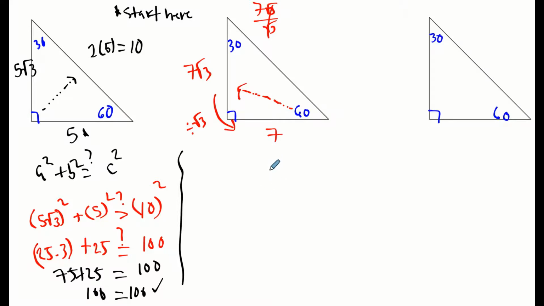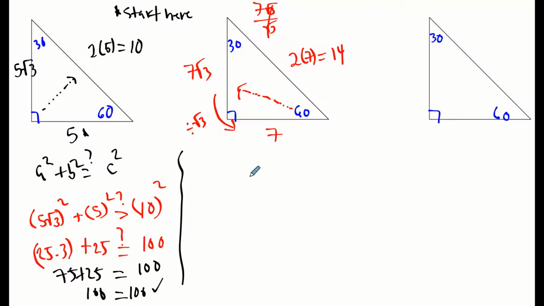And remember, we need the short leg to get every other one. So now we have the short leg. Let's go ahead and find the length of the hypotenuse. To find the length of the hypotenuse, our conjecture says take the short leg and multiply it times 2. In this case, that would be 14. Let's see if this works.